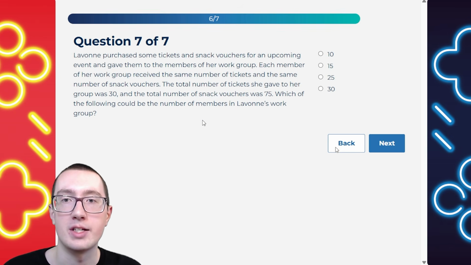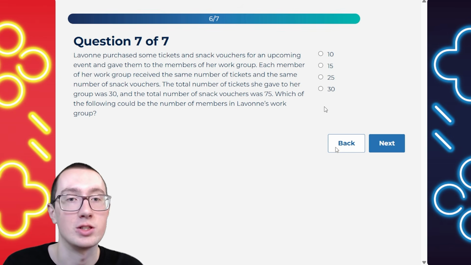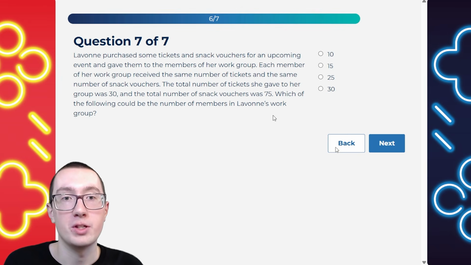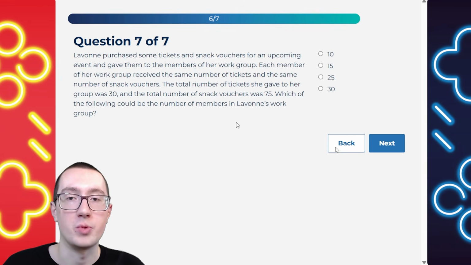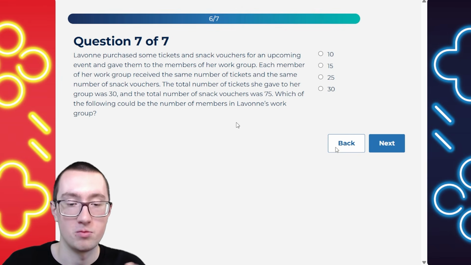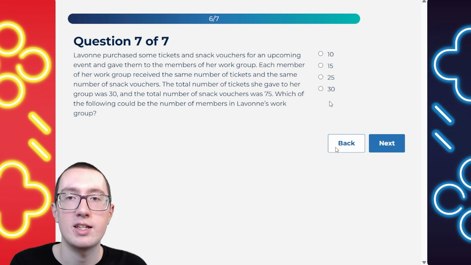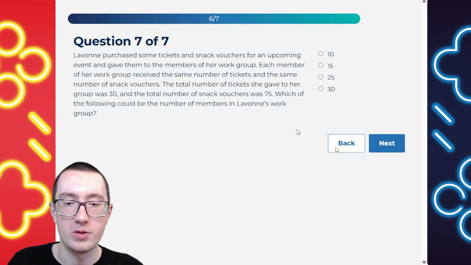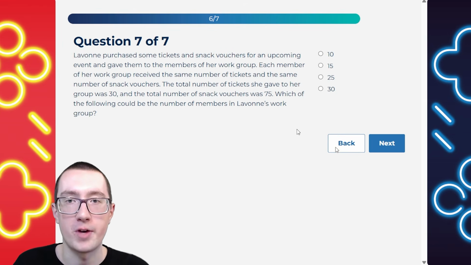But the other possibility is that we just need to go over each of these answers and see if it's possible. For this one, this is not a problem we can just solve on paper; we have to test out each answer to see if it works. So let's say that there are 10 people in the group, and remember that she wants to pass out all of the tickets and all of the vouchers evenly.